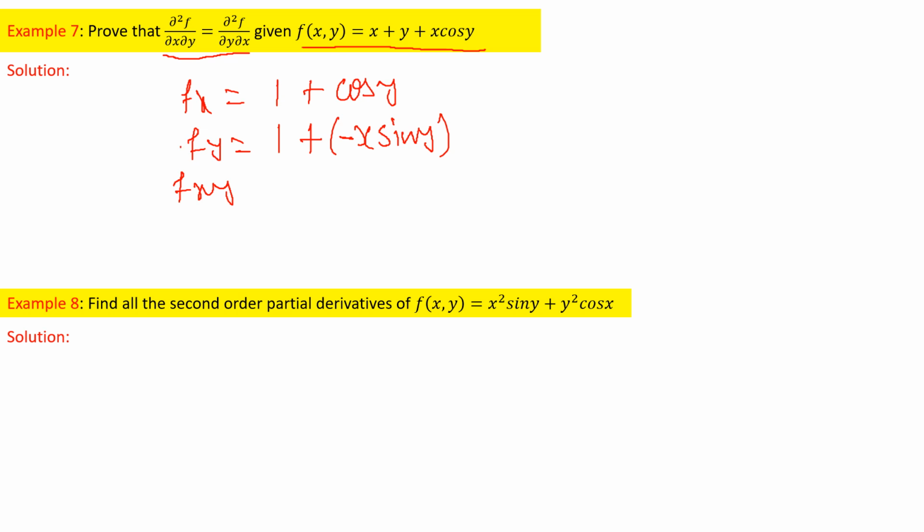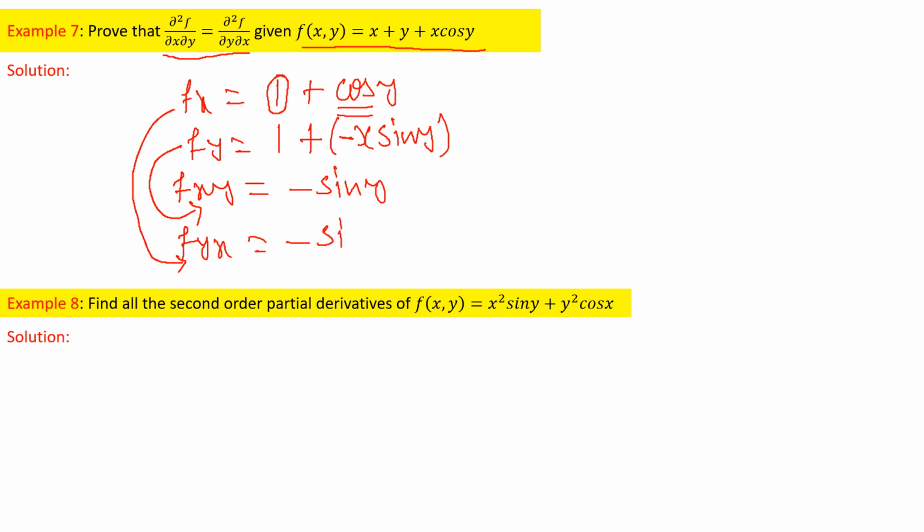Then I can find fxy. So that means we take the result of fy and differentiate this again with respect to x. So derivative of 1 will be 0 and second term will be minus sin y. Similarly, if I calculate fyx, that means take the result of fx, differentiate with respect to y. So here 1 will be 0, derivative of cos y with respect to y will be minus sin y. So we come to know that these two are equal.